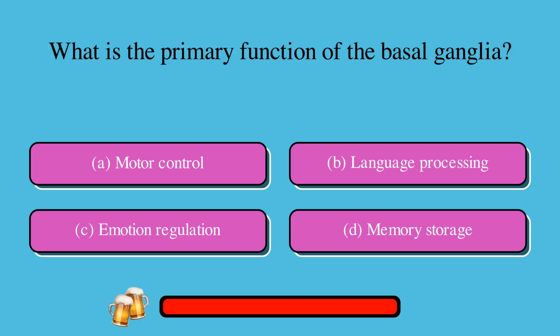What is the primary function of the basal ganglia? A. Motor control, or B. Language processing, or C. Emotion regulation, or D. Memory storage. The correct answer is A. Motor control.